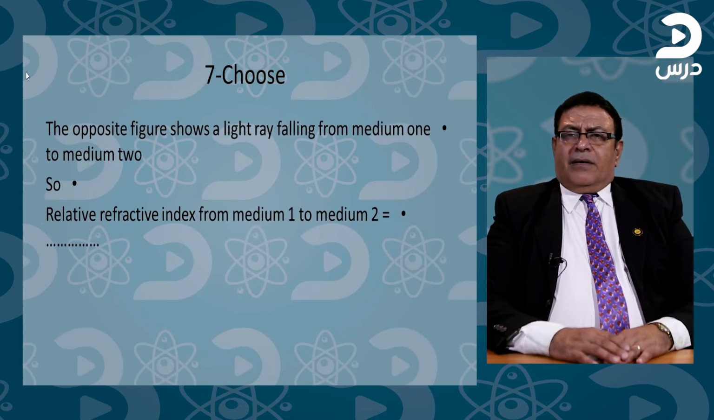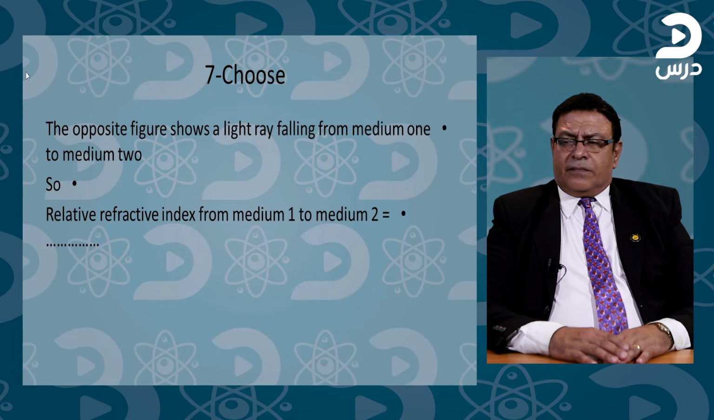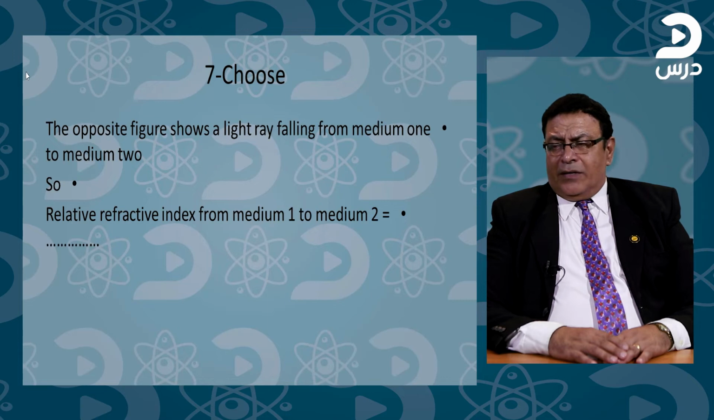Choose number 7. The opposite figure shows a light ray falling from medium 1 to medium 2.